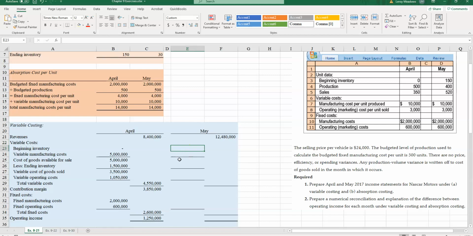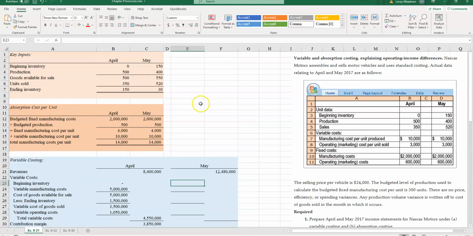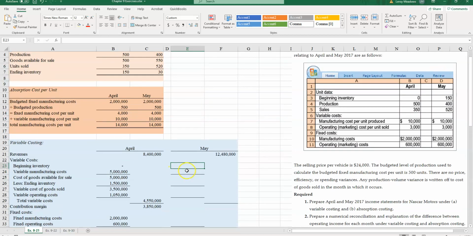Now, let's account for my variable cost of goods sold. I have what in beginning inventory? I had how many units in beginning inventory? Well, I had up here 150 units. Under variable costing, I'm just going to take my beginning inventory of 150 and times that by the variable manufacturing cost per unit, which is $10,000. And that gives me $1,500,000 in beginning inventory.